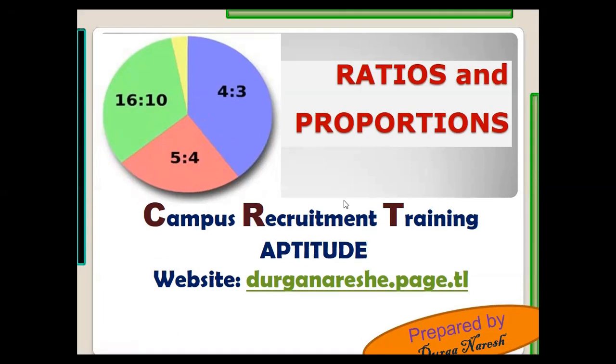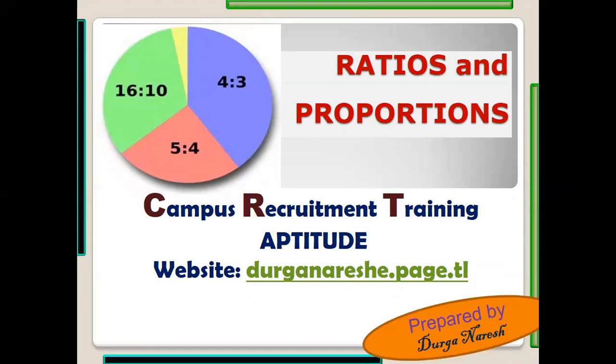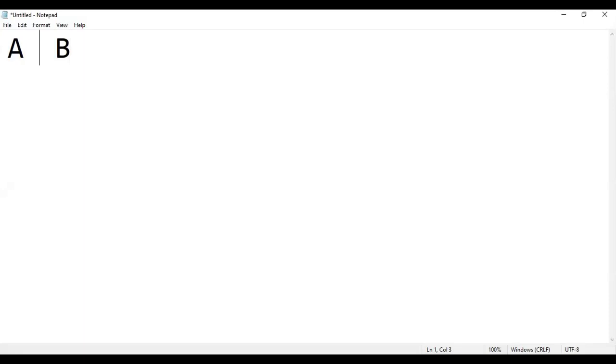So here A is the first number and B is the second number. Whenever we need to provide the relation between two numbers of the form A by B, we say that it is called a ratio. It can be written as A is to B. Here a total of two terms are there. This is the first term and this is the second term.